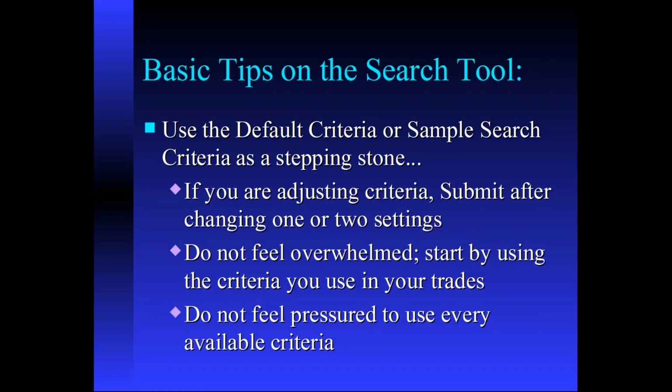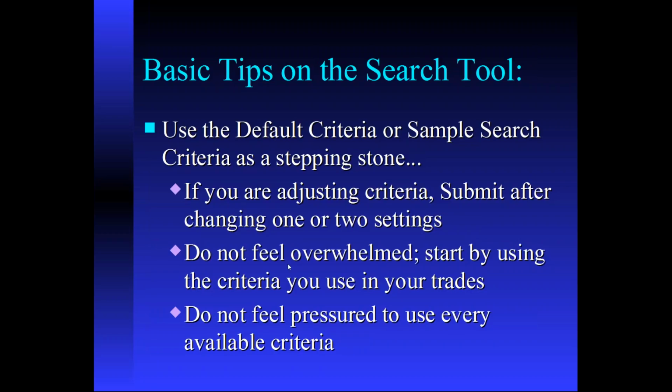Remember, use the default criteria inside the search or the sample searches as a stepping stone to create your own personal search. When you're adjusting criteria from the default searches, just change 1 or 2 of the criteria at a time and then hit submit. If you change 5 or 6 criteria or 7 and you hit submit, you might see a message that says there are no results that match your criteria, and you don't know which one really affected it the most. So it's best just to adjust the default of the sample searches 1 criteria at a time.